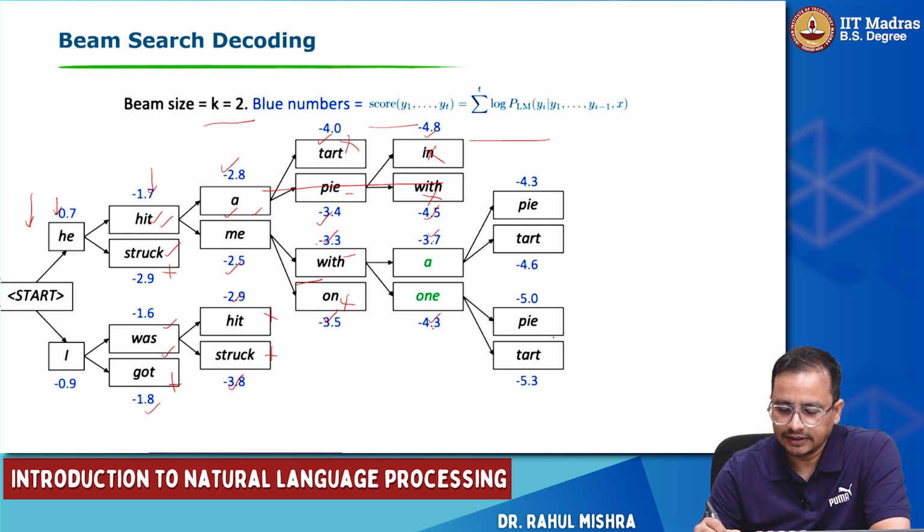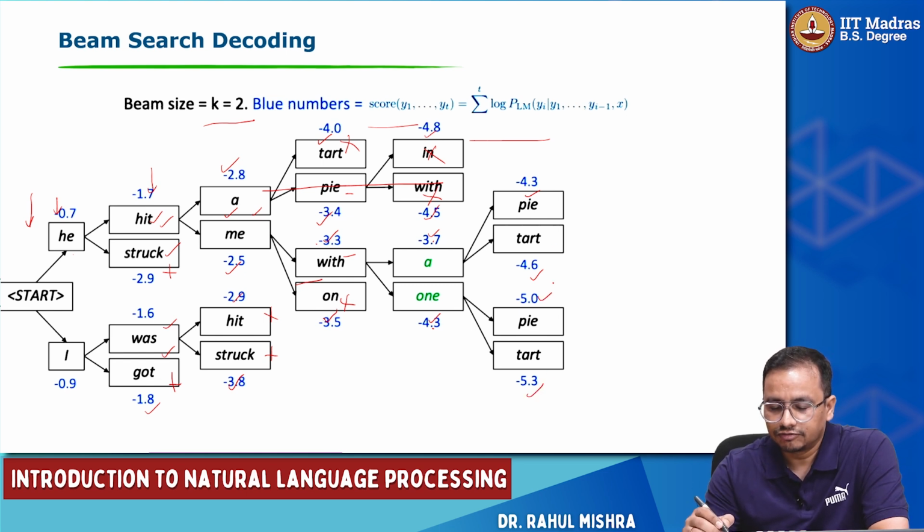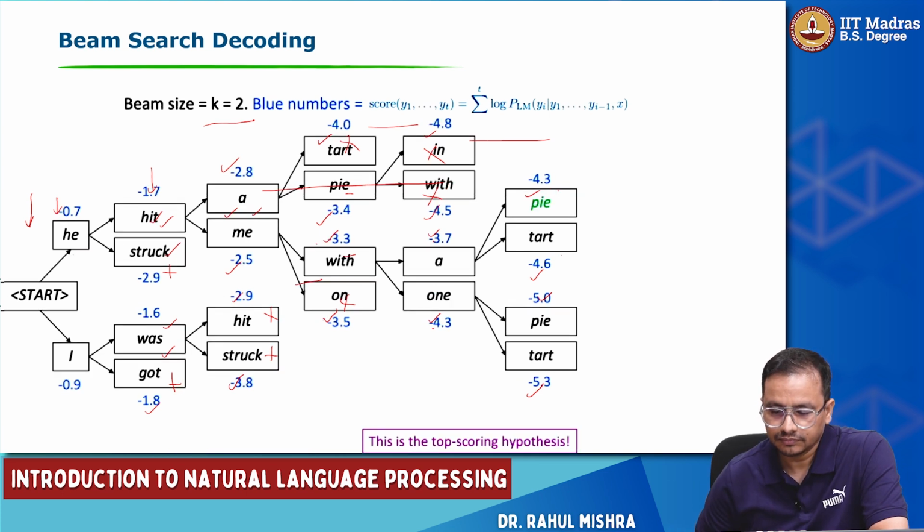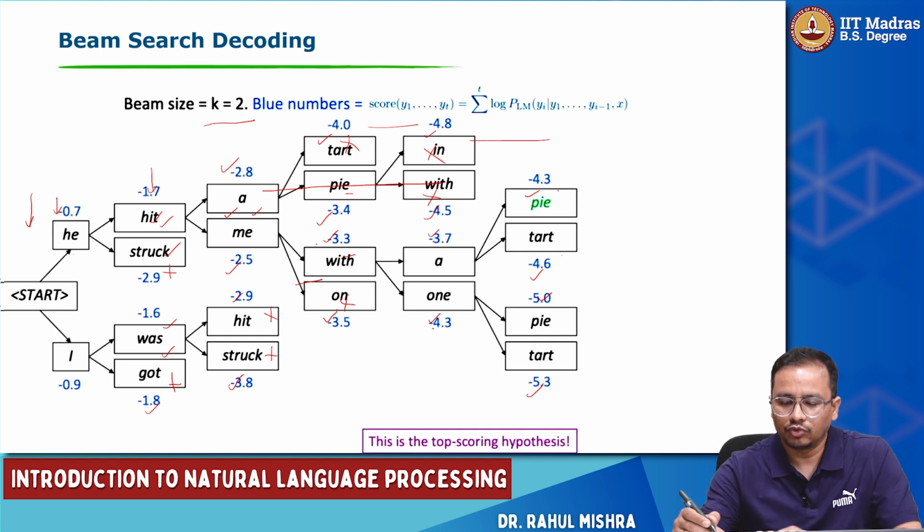selected, and pi and tart for both the cases, and the probabilities we got are minus 4.3 in this case, minus 4.6 in this case, minus 5.3 in this case, and minus 5 in this case. So both of these probabilities will be selected, and then we have to explore, and let's say we end it here. Ideally what should we do?